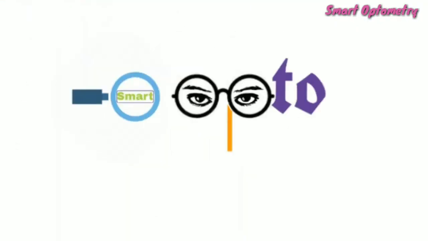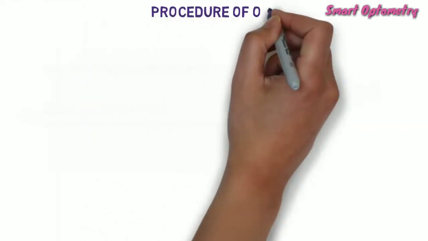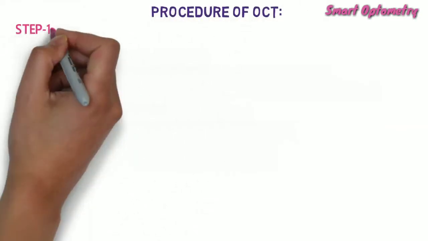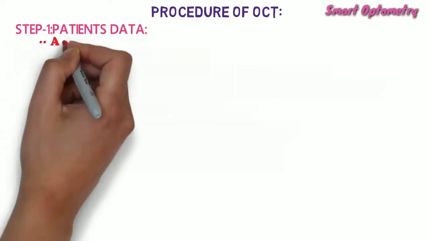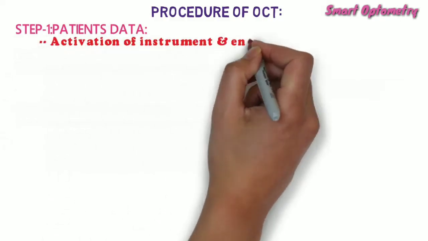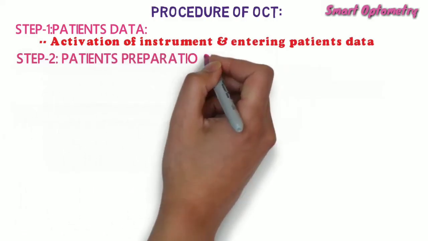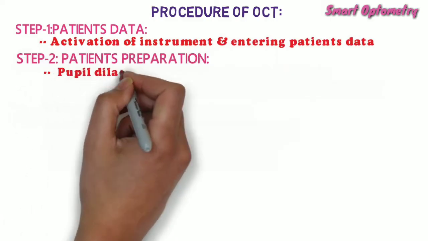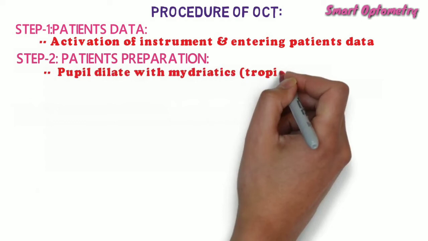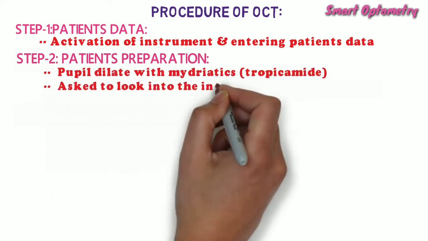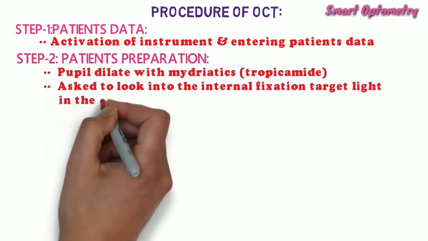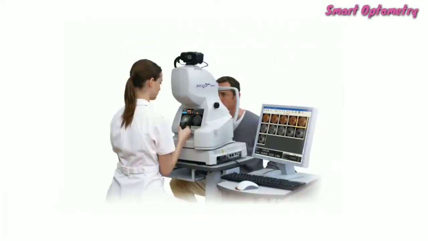Now we are going to study about procedure of OCT. Step 1. Patient's data. Activation of instrument and entering patient's data. Step 2. Patient's preparation. Pupil dilate with mydriatics like tropicamide. Then asked to look into the internal fixation target light in the ocular lens. Here is a figure of OCT machine with patient's position.